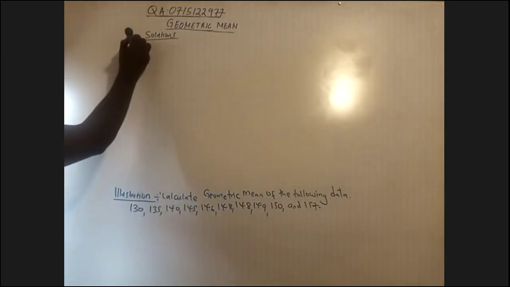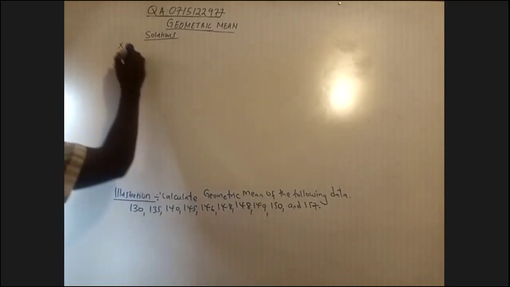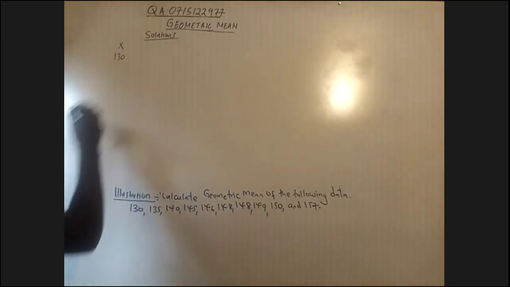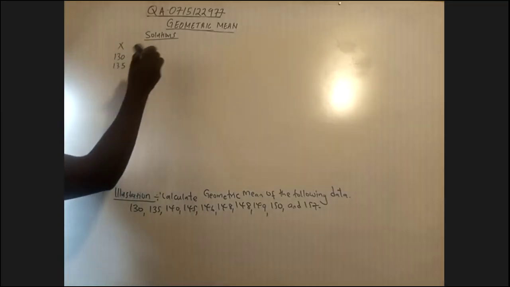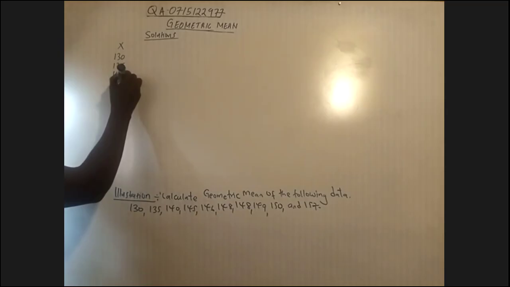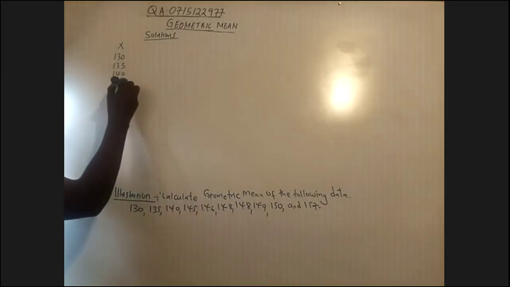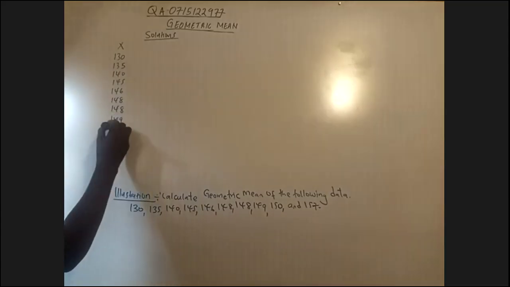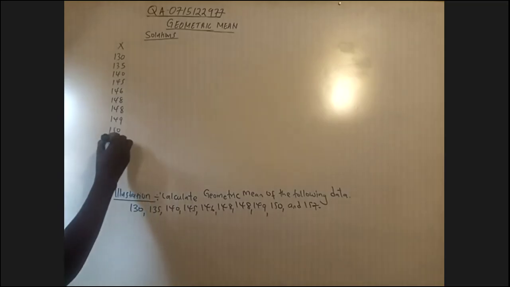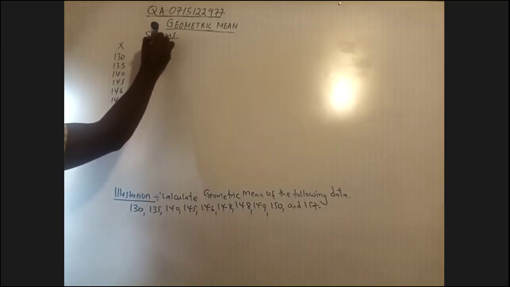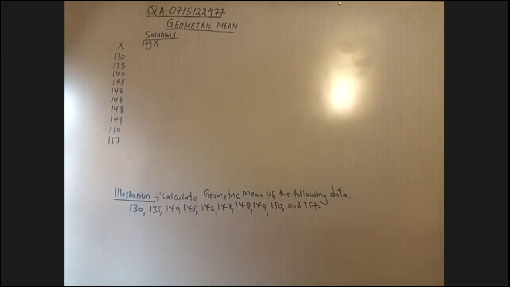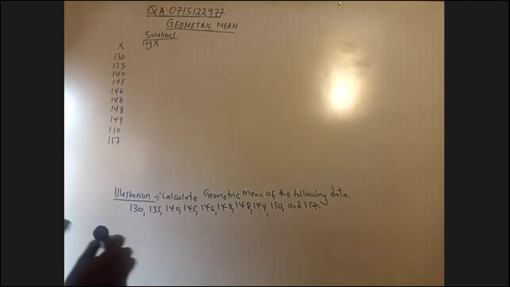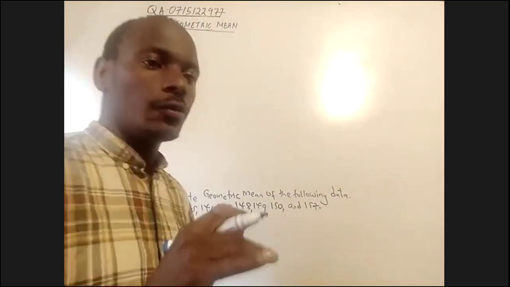So to construct our x values: 130, 135, 140, 145, 146, 148, 148, 149, 150, 157. Log x. We need to find the log x. Tuanze na kwanza log 130. So unafinya log kwa calculator yako unafinya 130. So you put it in 4 decimal places. Remember logs are always in 4 decimal places.